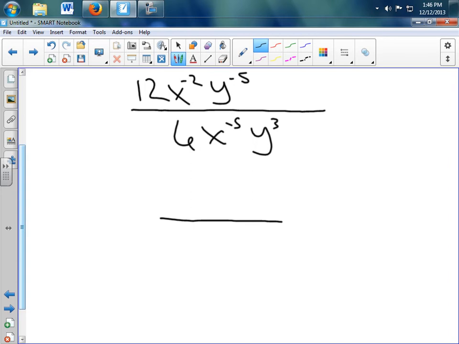I look at my coefficients, my numbers first. Can I reduce 12 over 6? I can reduce that to 2. Now I'm going to put a 1 here because I don't know if there's going to be anything in the bottom or not yet.